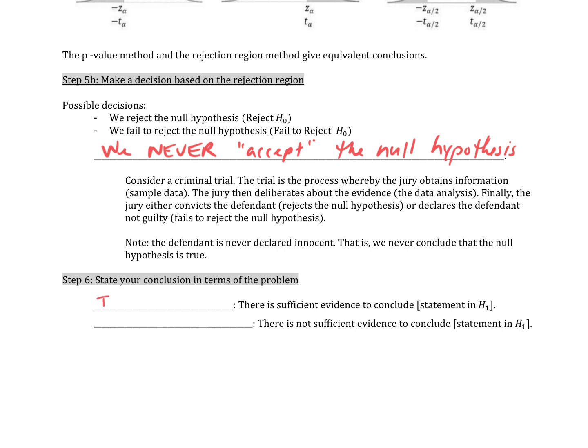State your conclusion. If you reject H naught, there is sufficient evidence to conclude whatever your alternative hypothesis was. Also, we will use the phrase statistically significant in there as well. If you fail to reject, there is not sufficient evidence to conclude the statement in H1.